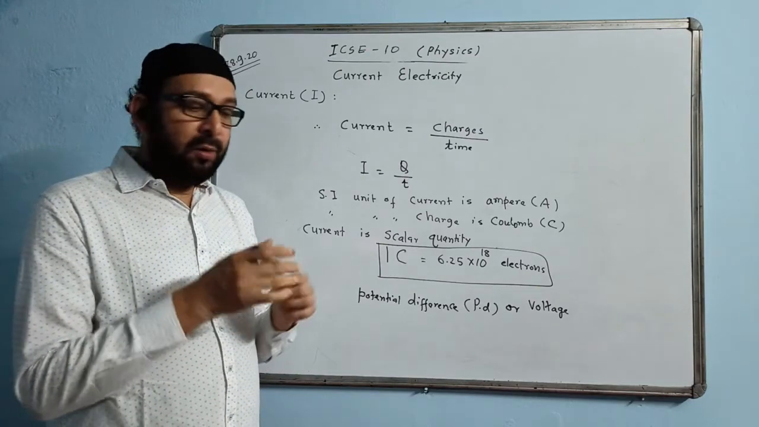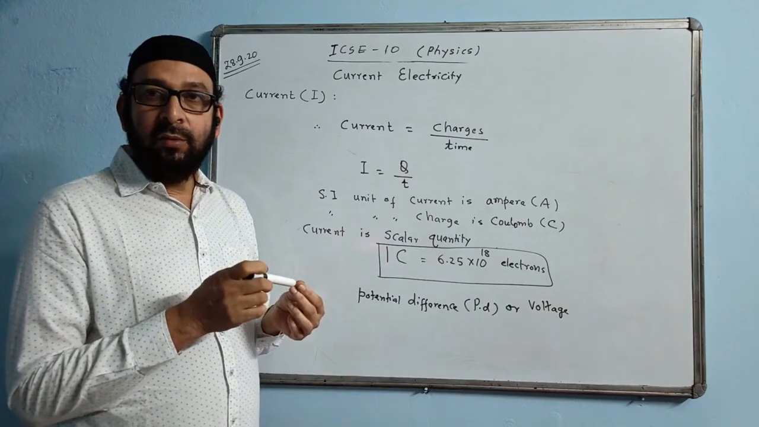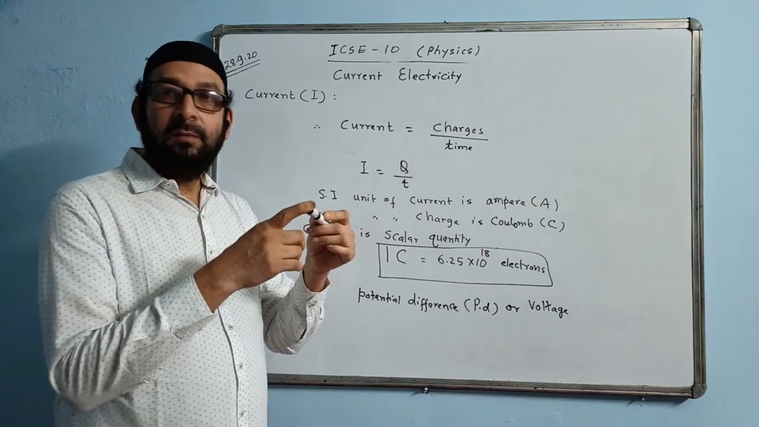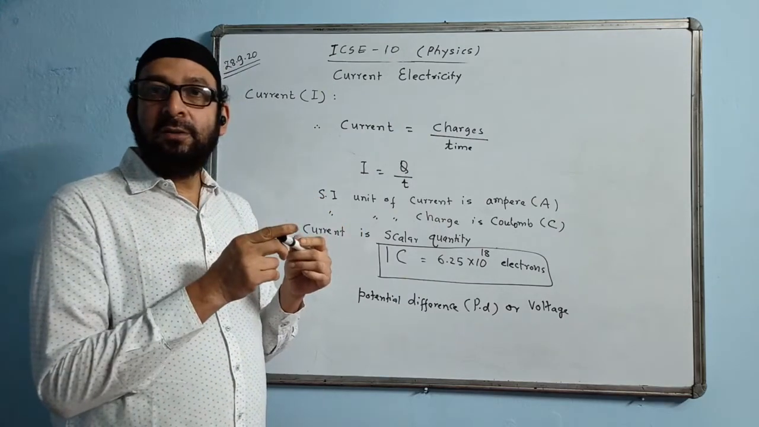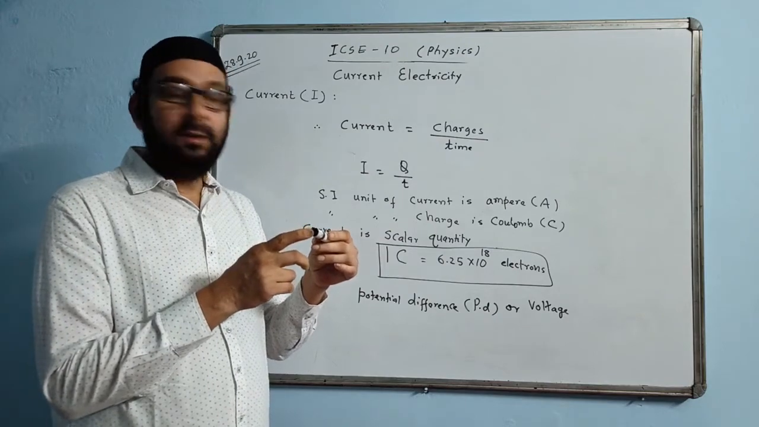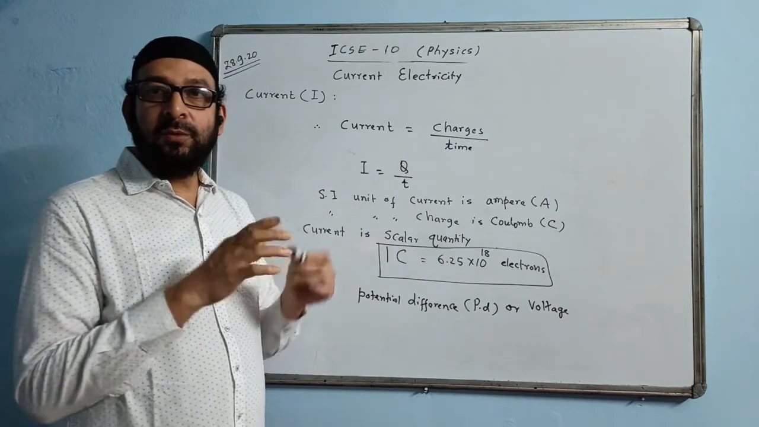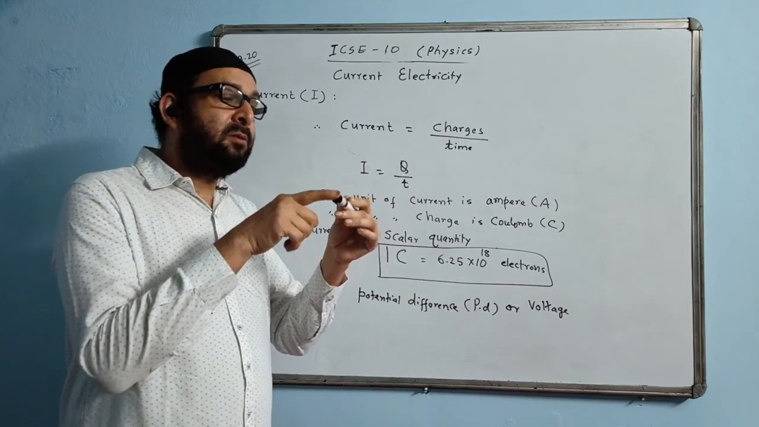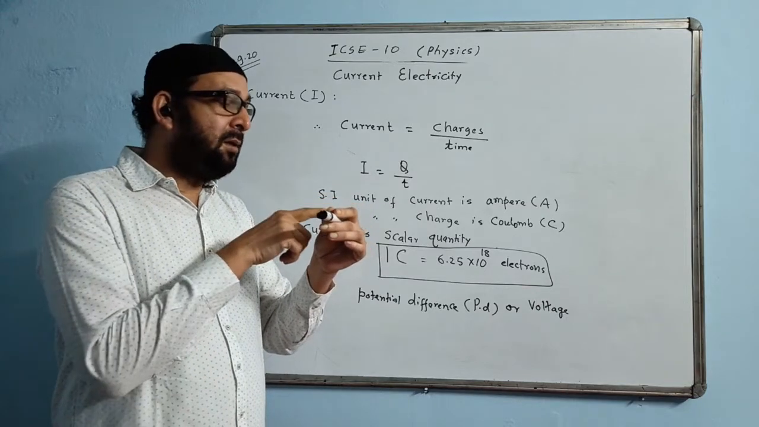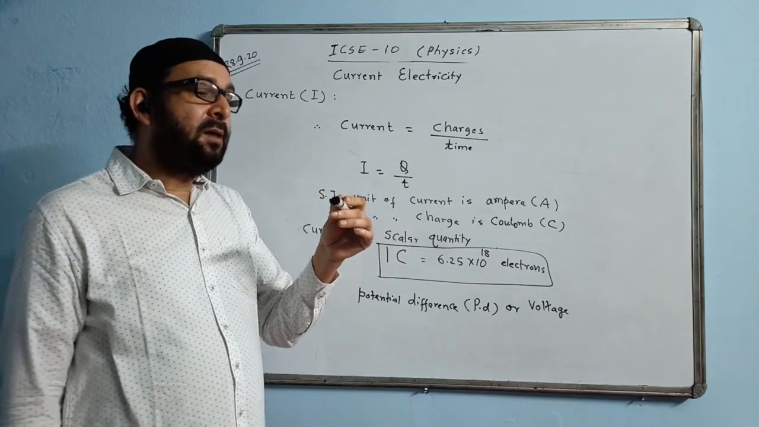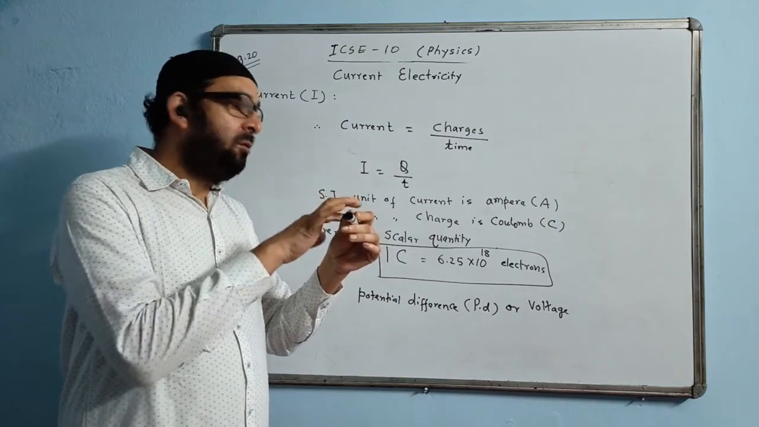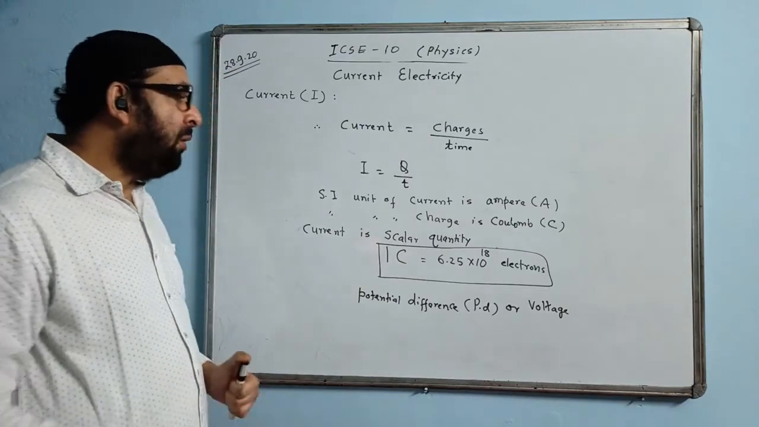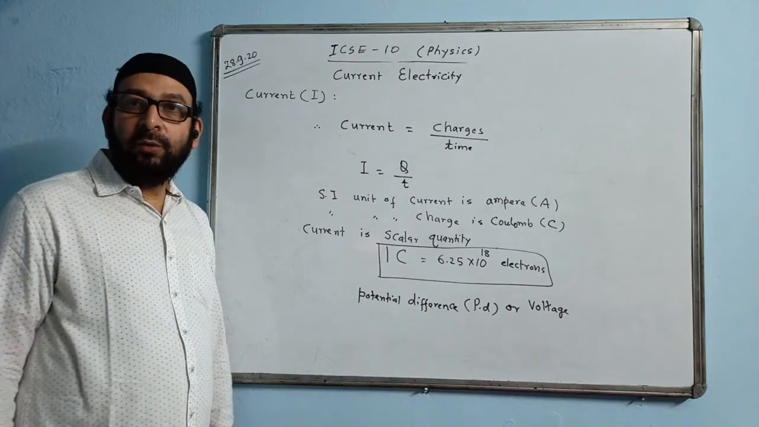Current flows from a point of higher potential to a point of lower potential. If one end is at positive potential and the other end is negative, current flows from positive to negative, because positive means higher potential and negative means lower potential. If one end is plus 5 volt and the other end is plus 1 volt, the current will flow from 5 volt towards 1 volt. Current always flows from a point of higher potential to a point of lower potential.